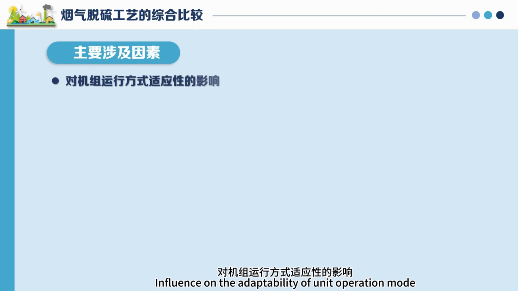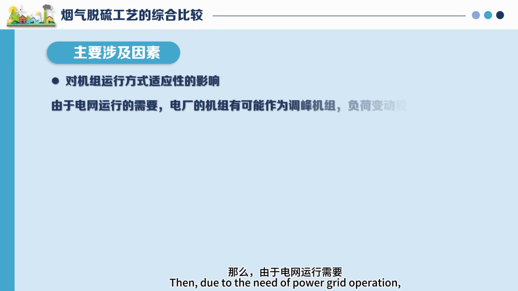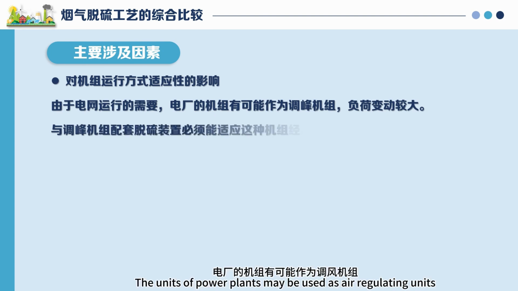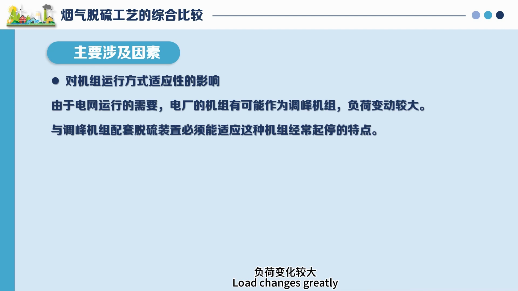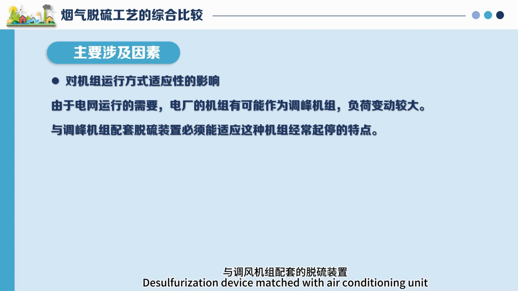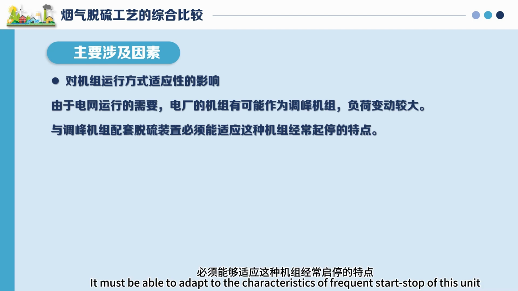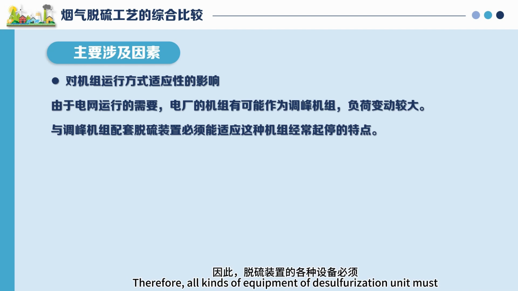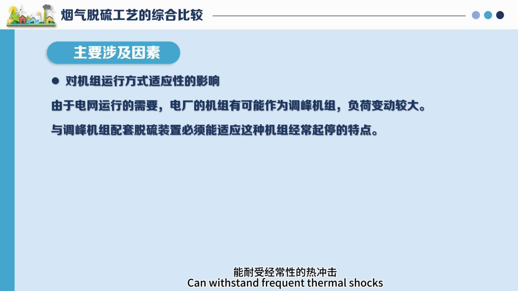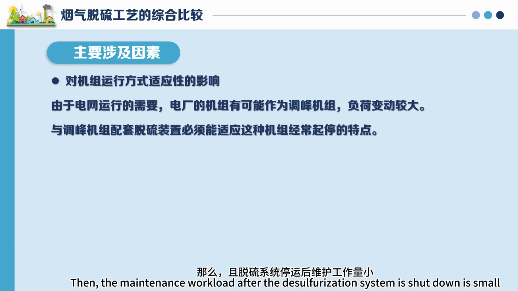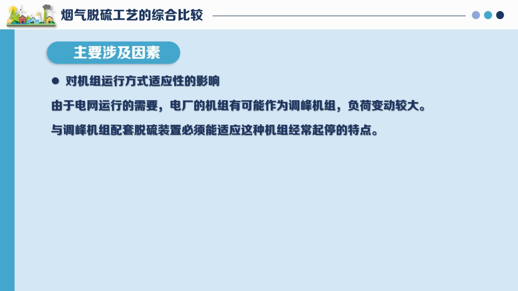Influence on the adaptability of unit operation mode. Then, due to the need of power grid operation, the units of power plants may be used as air regulating units. Load changes greatly. Desulfurization device matched with air conditioning unit must be able to adapt to the characteristics of frequent start-stop of this unit. Therefore, all kinds of equipment of desulfurization unit can withstand frequent thermal shocks, have good load tracking performance. Then, the maintenance workload after the desulfurization system is shut down is small.